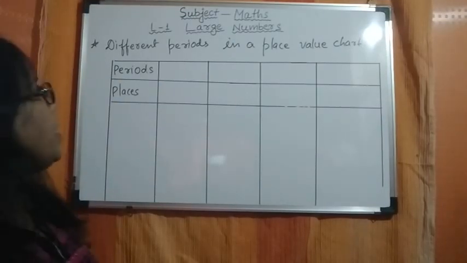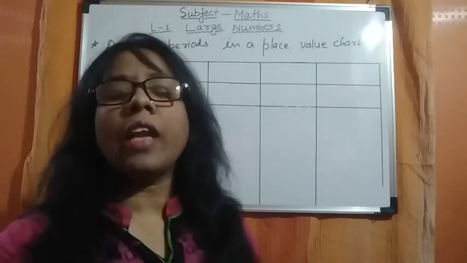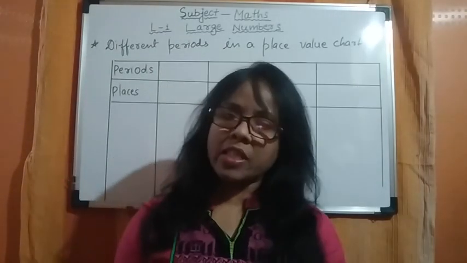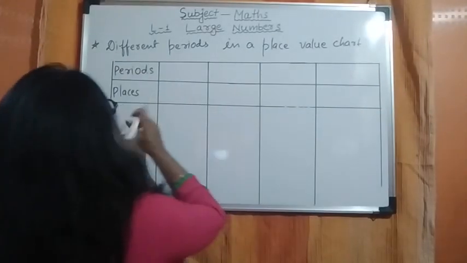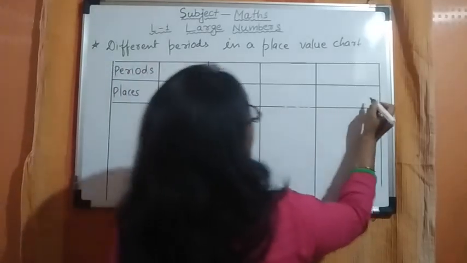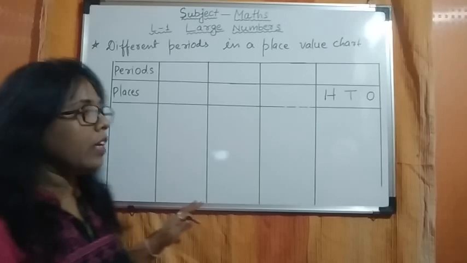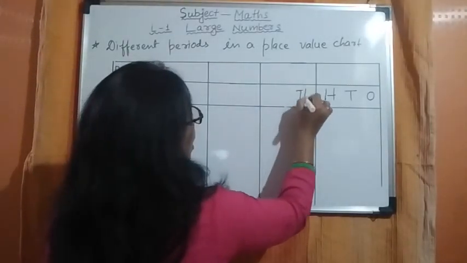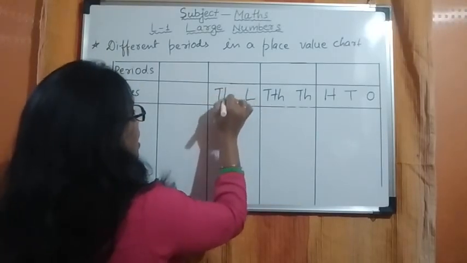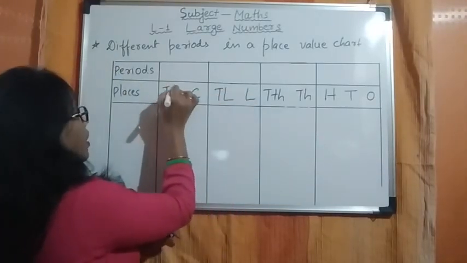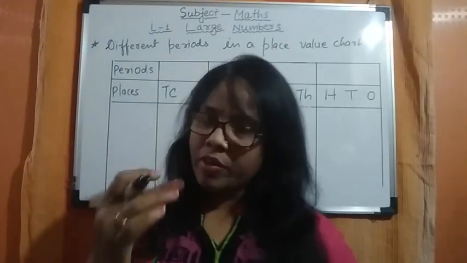Now the second point is different periods in a place value chart. You know how to write places in a place value chart. We start from our extreme right hand side. So here we will write places. Right hand side, ones, tens, 100. Now 1000, 10,000, lakh, 10 lakh, crore, 10 crore. We have written this according to the Indian system of numeration.